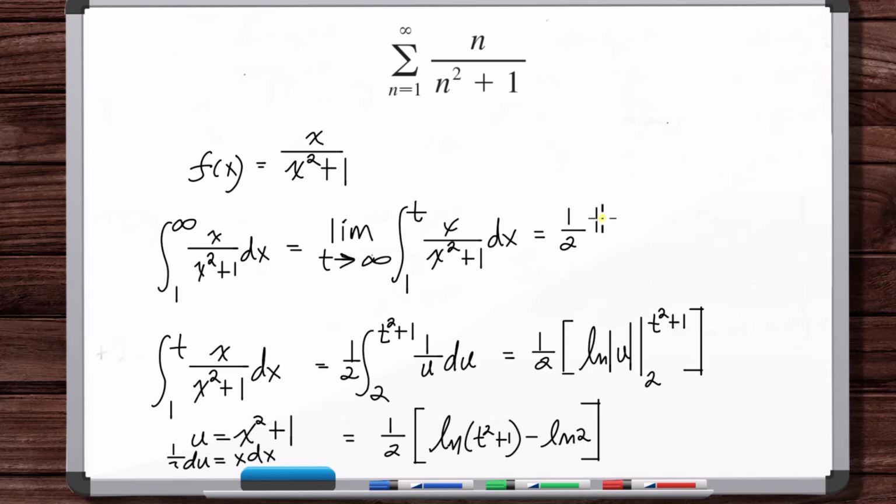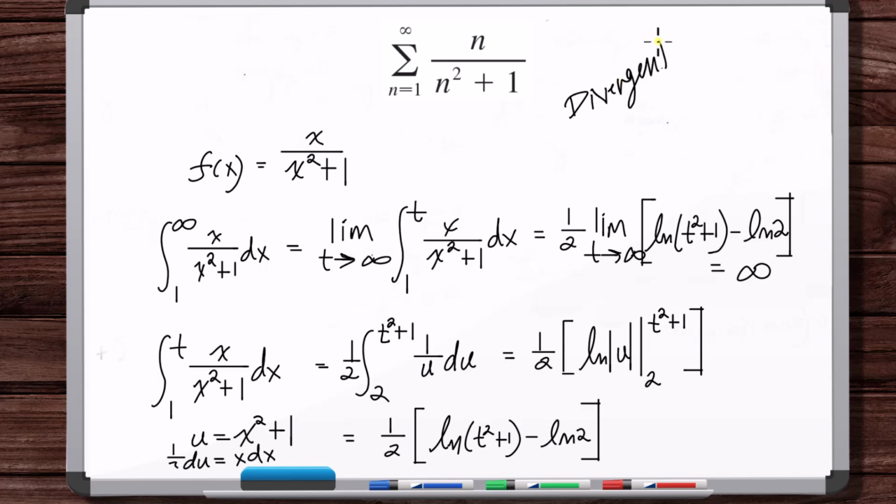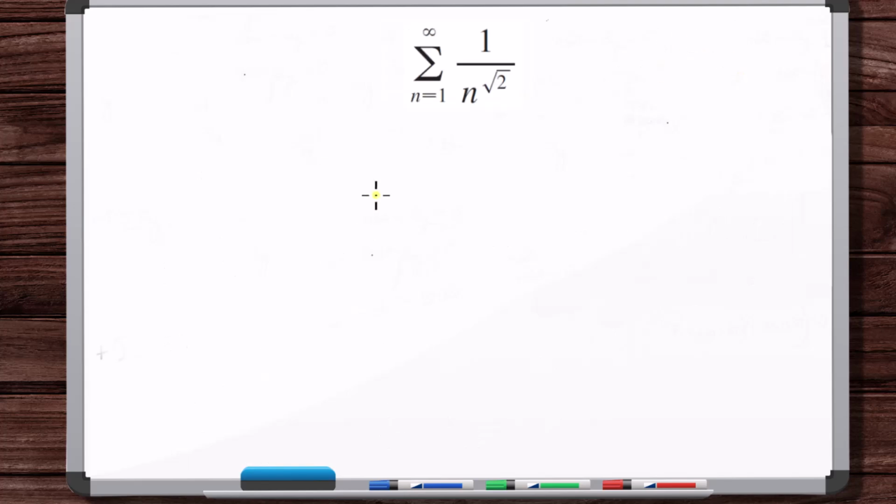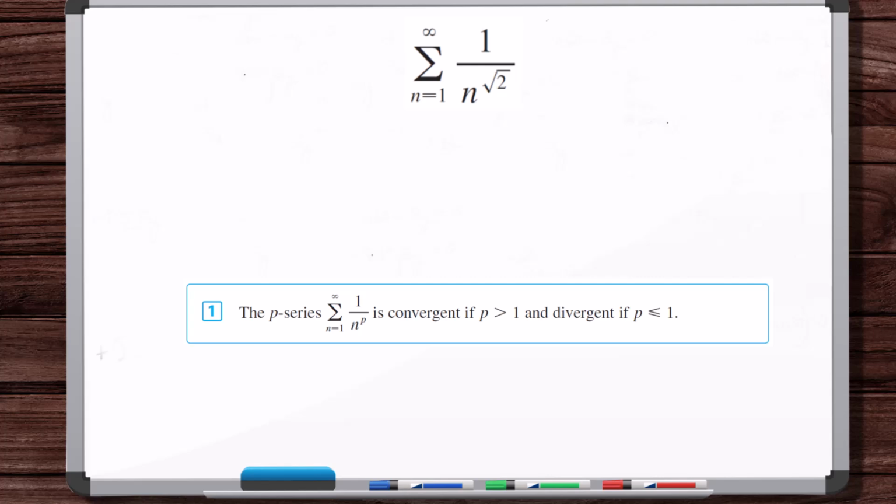1/2 the limit as t approaches infinity of natural log of t squared plus 1. So this goes to infinity. That means infinity minus natural log of 2. So this is equal to infinity. So this is divergent.